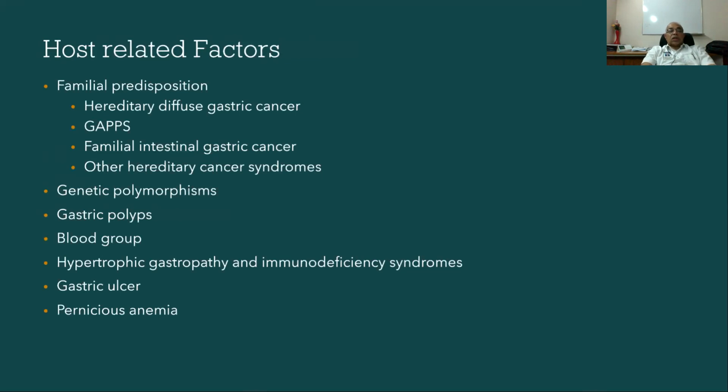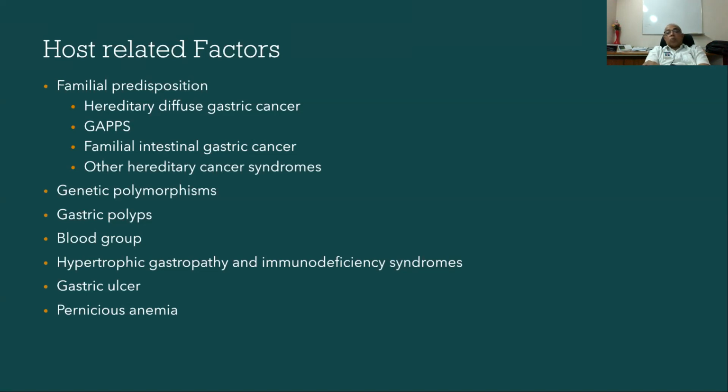There are some host-related factors which may lead to malignancies. Familial disposition. There's hereditary diffuse gastric cancer, which is hereditary. There's gastric adenocarcinoma and proximal polyposis syndrome, which is seen. There's the familial intestinal type of gastric cancer. And there are several other hereditary gastric syndromes that have been recorded and reported.